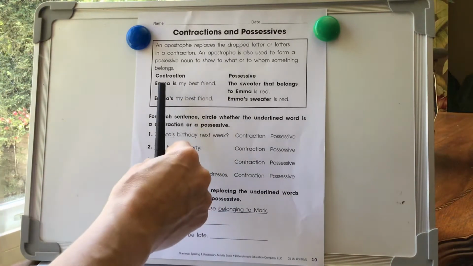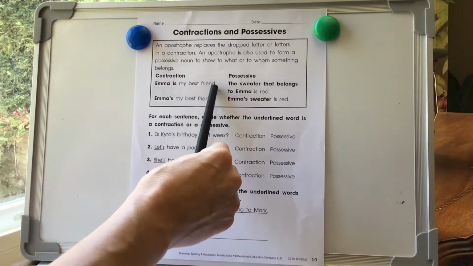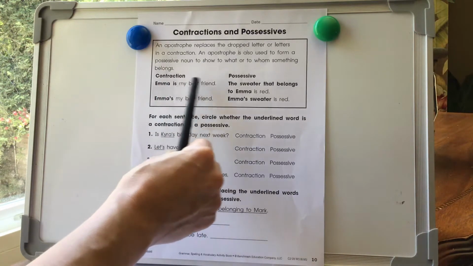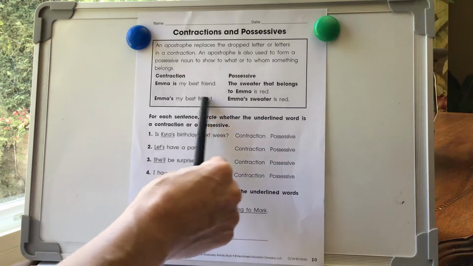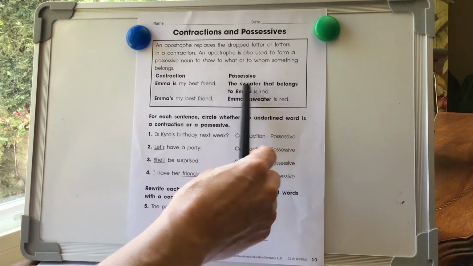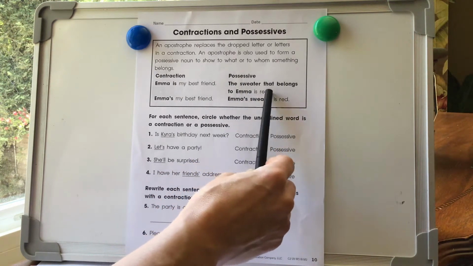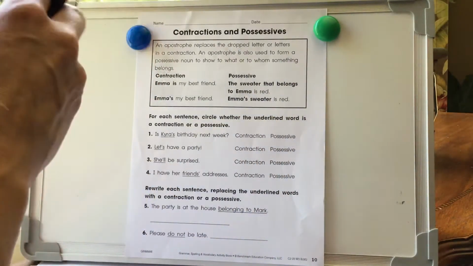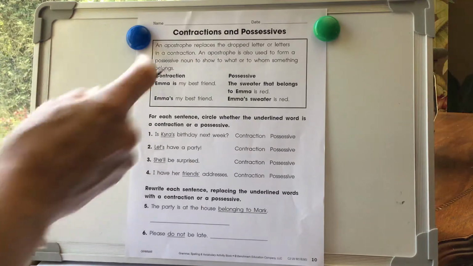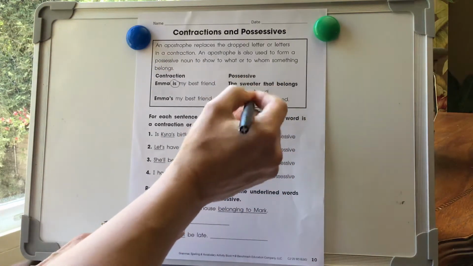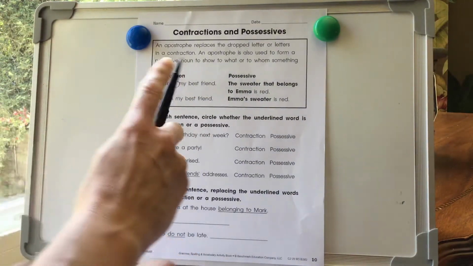So here's a contraction. Emma is my best friend. But we can make it a contraction where we put the words Emma and is together, and that becomes Emma's my best friend. For possessive, we have the sweater that belonged to Emma is red, or Emma's sweater is red. So what we're trying to figure out on each one is if it's a contraction, if we got rid of the word is, or if we're showing it belongs to somebody. So let's take a look at this.